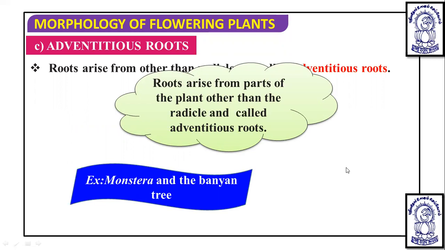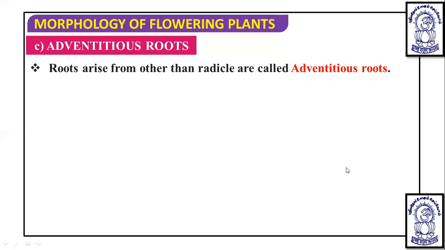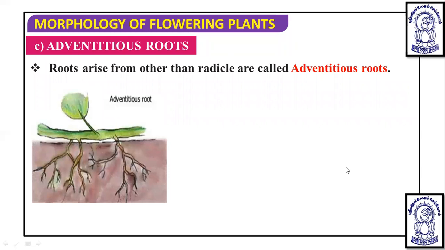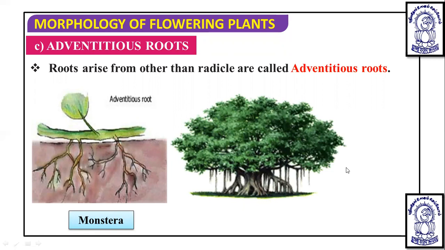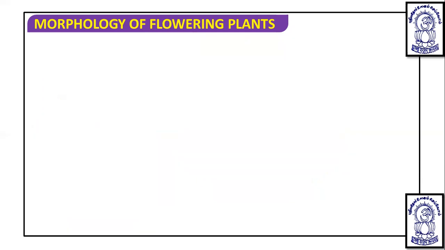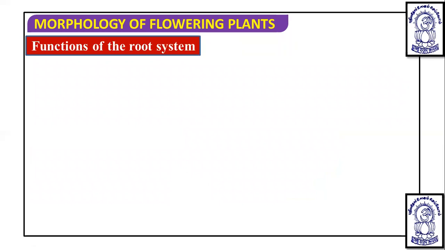The different modifications of adventitious root we will also discuss. You can see this is also an adventitious root because it is arising from the stem. In the banyan tree also the root arises from the stem, so it is an example of adventitious root. We will discuss it in detail. So different types of root system are there: taproot, fibrous root, adventitious. Out of these, we are going to discuss in detail the modification of taproot and adventitious root.